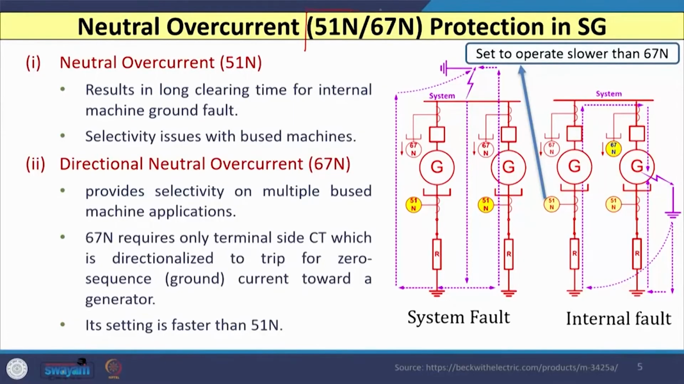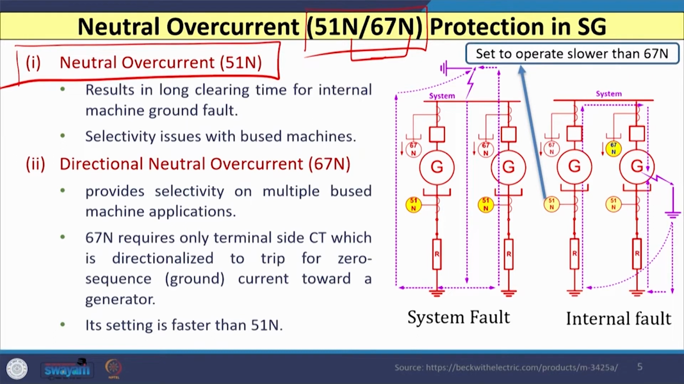The next category of protection is known as the overcurrent protection in the neutral of the synchronous generator, and this is given by two relays, one known as 51N and another known as 67N. N is related to the neutral of the generator. So, in the earlier case most utilities used neutral overcurrent protection using the 51N relay. However, there are certain disadvantages of this 51N relay or scheme.